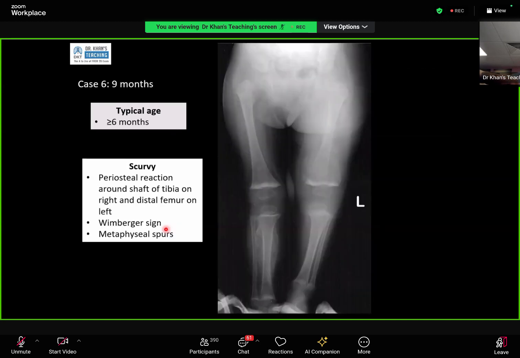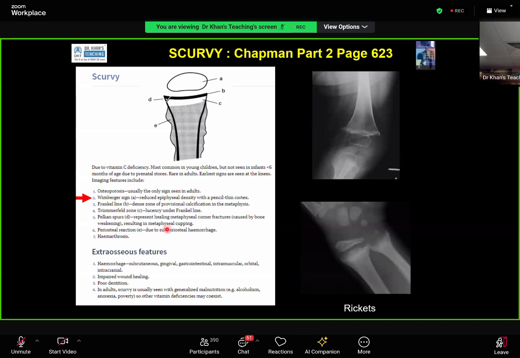Now, this is scurvy. Now, let's go to the next. This is from your Chapman, and this tells you Wimberger sign. You see, another Wimberger sign. That was syphilis, and this one is what? Wimberger sign: reduced epiphyseal density with a pencil-thin cortex. So in the patella, you will see it, because there is osteopenia, the cortex is high density, and this is known as Wimberger sign.